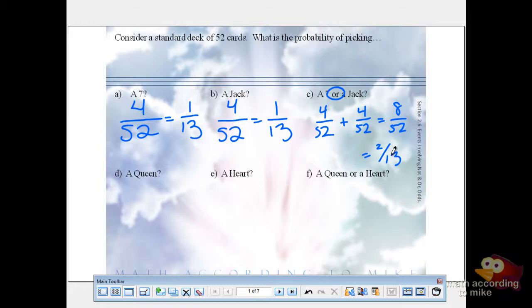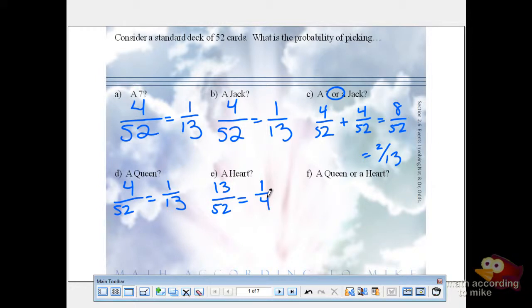But now let's do the next row. Probability of picking a queen. How many queens are in a deck of cards? Yep. How many hearts are in a deck of cards? Part E, 13 out of 52. What does that reduce down to? 1/4.